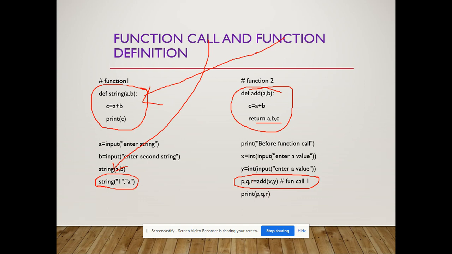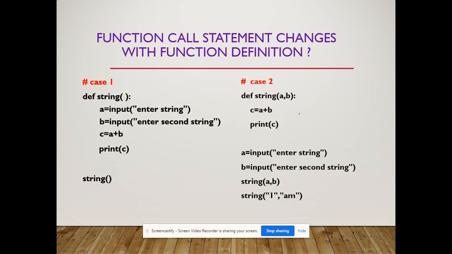So those p, q, r values are returned. So this part is said to be function definition, and this is a function call, right? Hope you understood function definition and function call. My question is, is there any impact on function call with a change in function definition? Yes, obviously yes. If you change the function definition, then function call statement will also change. How? Let us see different cases.